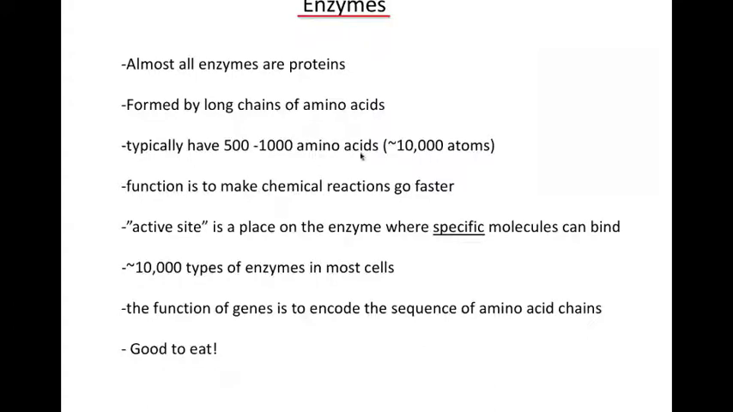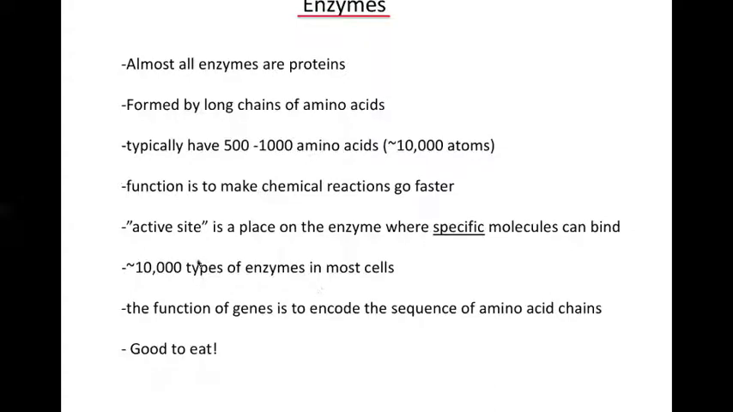So here's my summary. Almost all enzymes are proteins. They're formed from these long chains of amino acids that then fold up into a complex but precise 3-dimensional structure. Every enzyme has a different structure, a different shape. They typically have 500 to 1,000 amino acids, so they're really big, complex molecules. They function to make chemical reactions go faster. They have some site on the surface, often a little cavity. This is called the active site, and that is very specific for the types of molecules that can bind there.